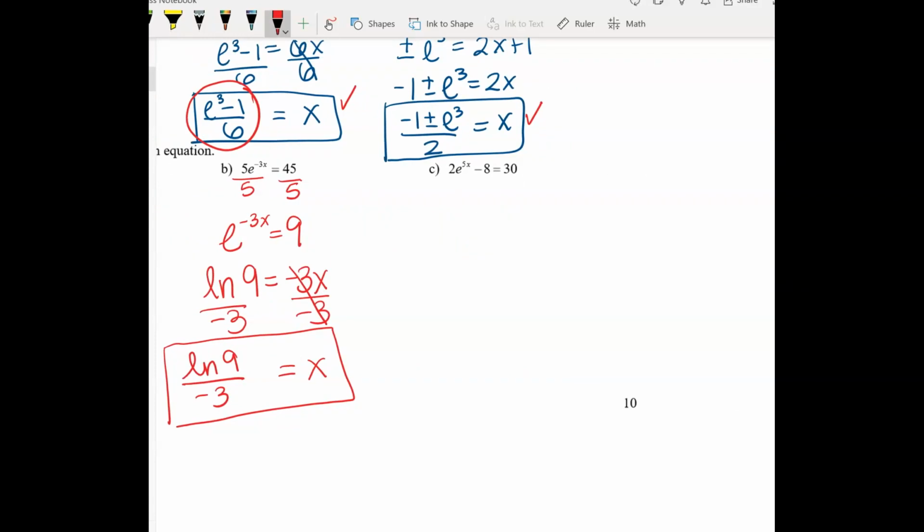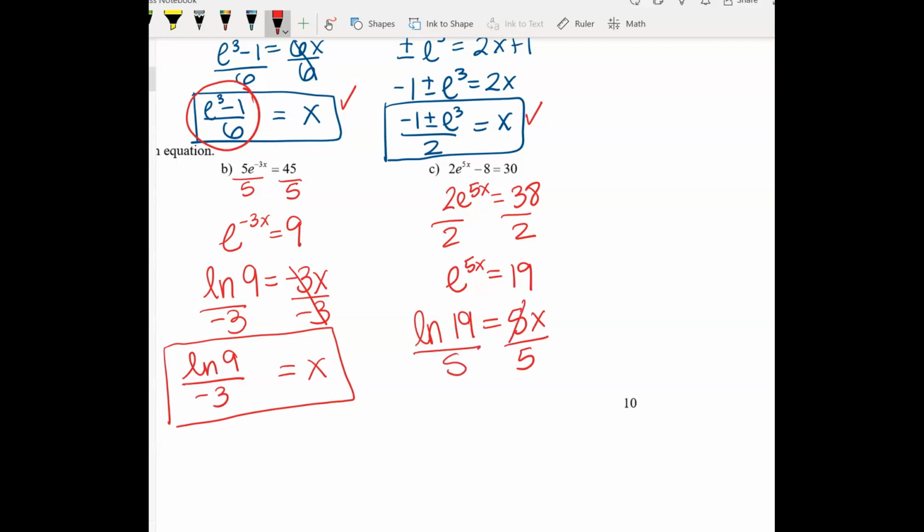For part C, to isolate, we're first going to add 8. So we'd have 2e to the 5x power equals 38. We would then divide by 2. So we'd have e to the 5x equals 19. And now we either need to rewrite them with the same base, which when I'm using e, again, that's extremely difficult unless there were already built-in powers of e on both sides. So I'm going to rewrite this in log form. So it would be log base e, which is natural log of 19 equals 5x. And then I'm going to divide by 5. So x is equal to natural log of 19 divided by 5.